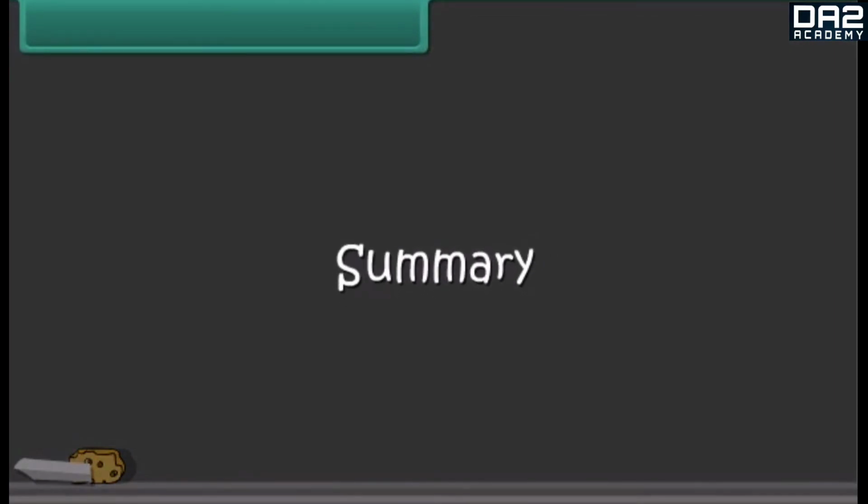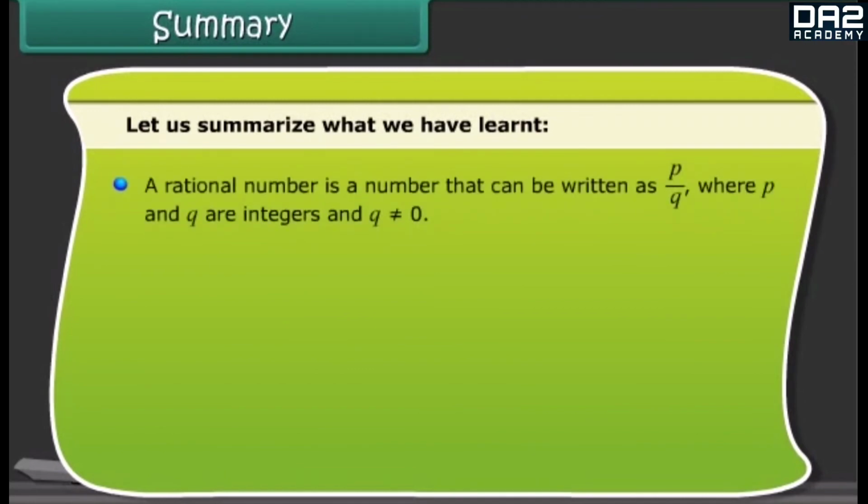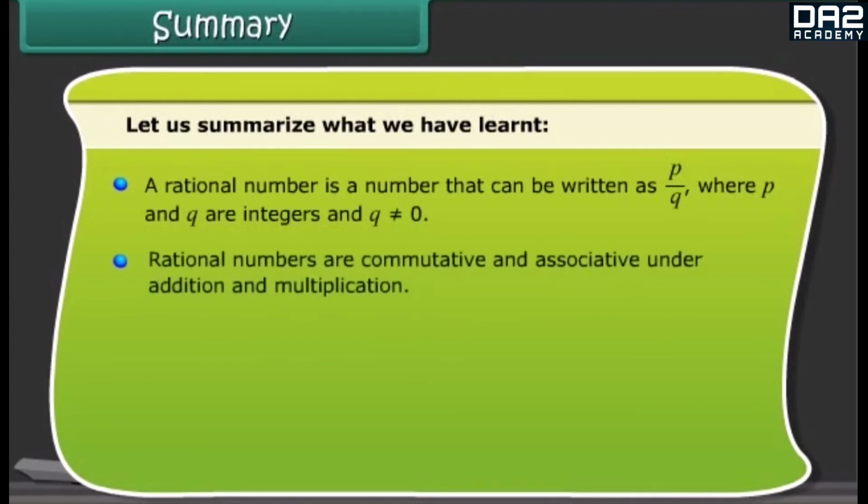Summary. Let us summarize what we have learned. A rational number is a number that can be written as P upon Q, where P and Q are integers and Q is not equal to 0. Rational numbers are commutative and associative under addition and multiplication.